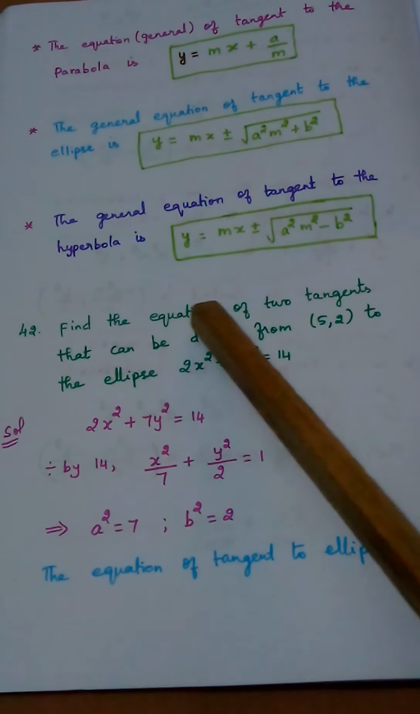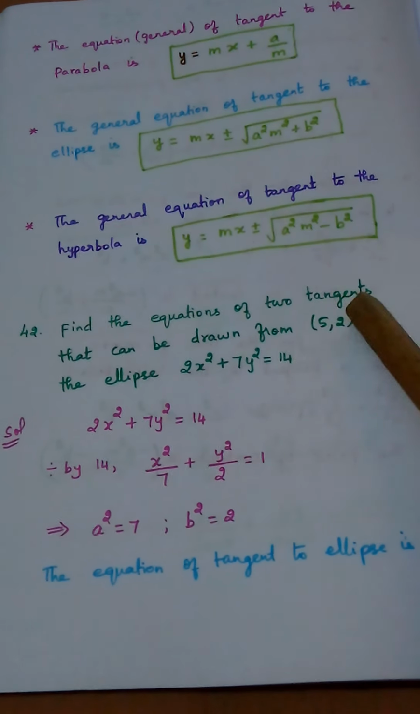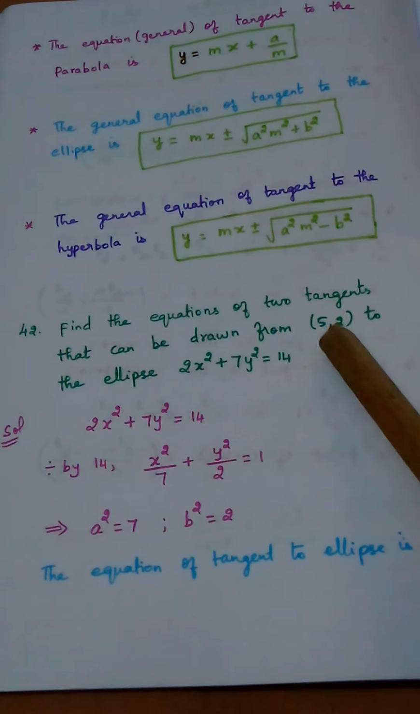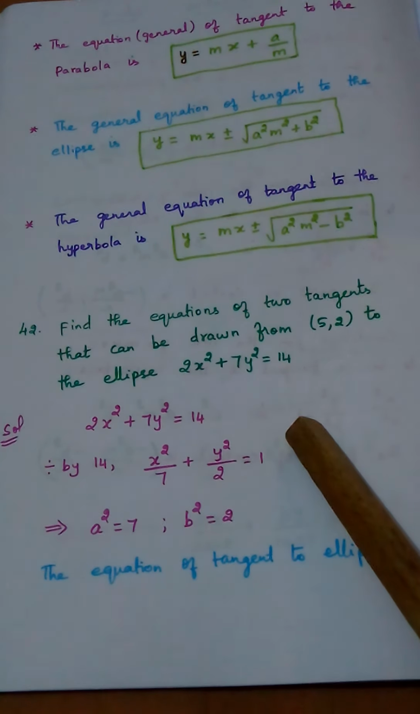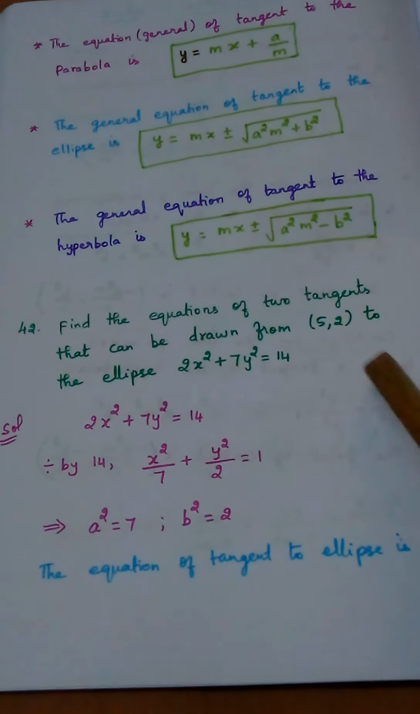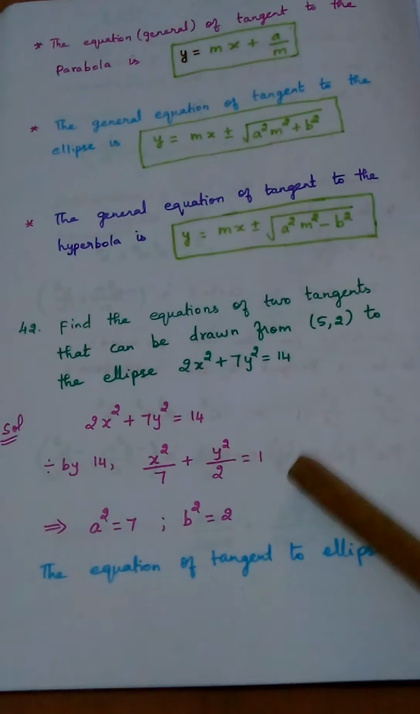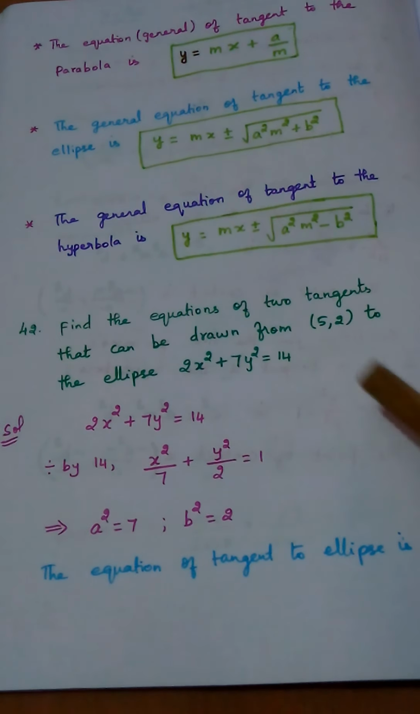What is our aim? Our aim is to find the equations of two tangents. From which point? The tangent is drawn from this point (5, 2), and the ellipse is there. From that point we are drawing two tangents to the ellipse. We need to find those two tangent equations. So we are going to use the formula.